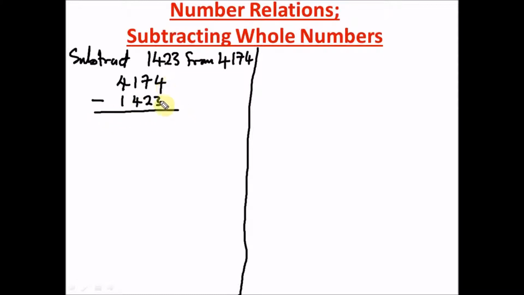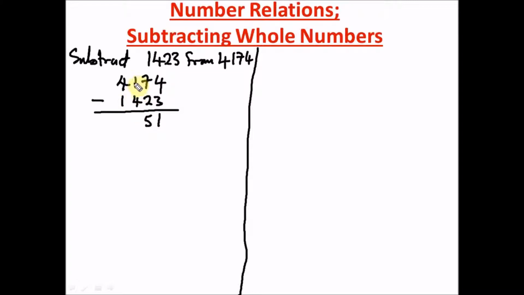So 4 minus 3, what will that give us? A 1. When we minus 2 from 7, what are we going to get? We are going to get a 5. Now we come here. Can we take away 4 from 1? No, it's impossible, because 4 is greater than 1. It was possible here because 7 is greater than 2, so we could take away 2 from 7 and have a remainder of 5. But here it's not possible since 4 is greater than 1.